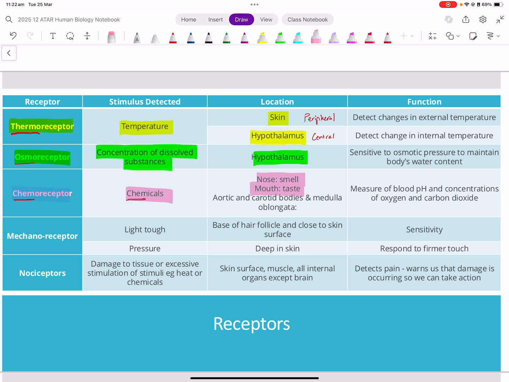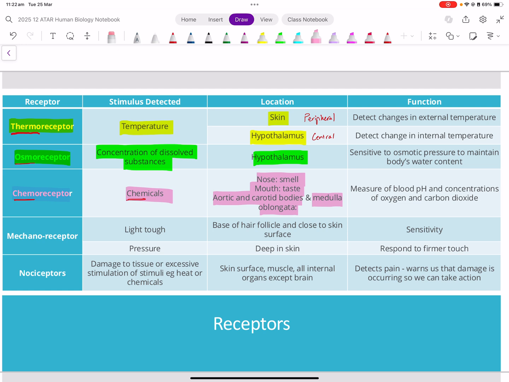Next, in your mouth, we have taste buds. These taste buds are chemoreceptors that are particularly sensitive to different kinds of chemicals that we might ingest, which is why glucose tastes very different to, say, sodium chloride, a salt. The third instance is in the aortic and carotid bodies and in the medulla oblongata. These structures are used in our gas regulation, and they're used to detect changes in the chemicals carbon dioxide and hydrogen ions, or pH.